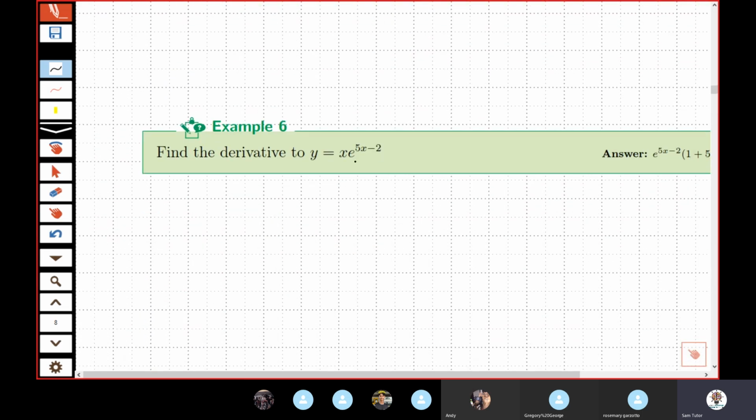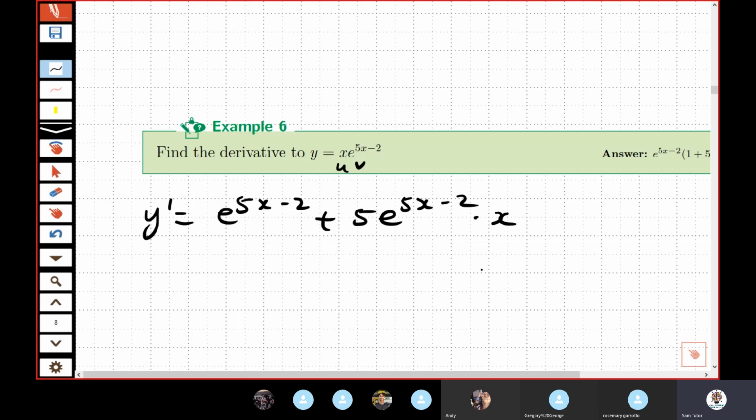Find the derivative of this. Again, product rule. U dash V plus V dash U. And then factorize: 1 plus 5x.